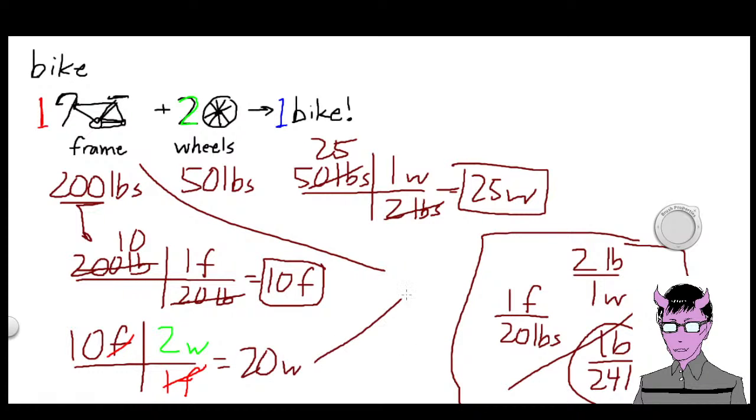Well, what did we just do compared to that one? So if you have 50 pounds worth of wheels, that means that you have 25 wheels. Since we require only 20 wheels, then we know that this 25 wheels is in excess.